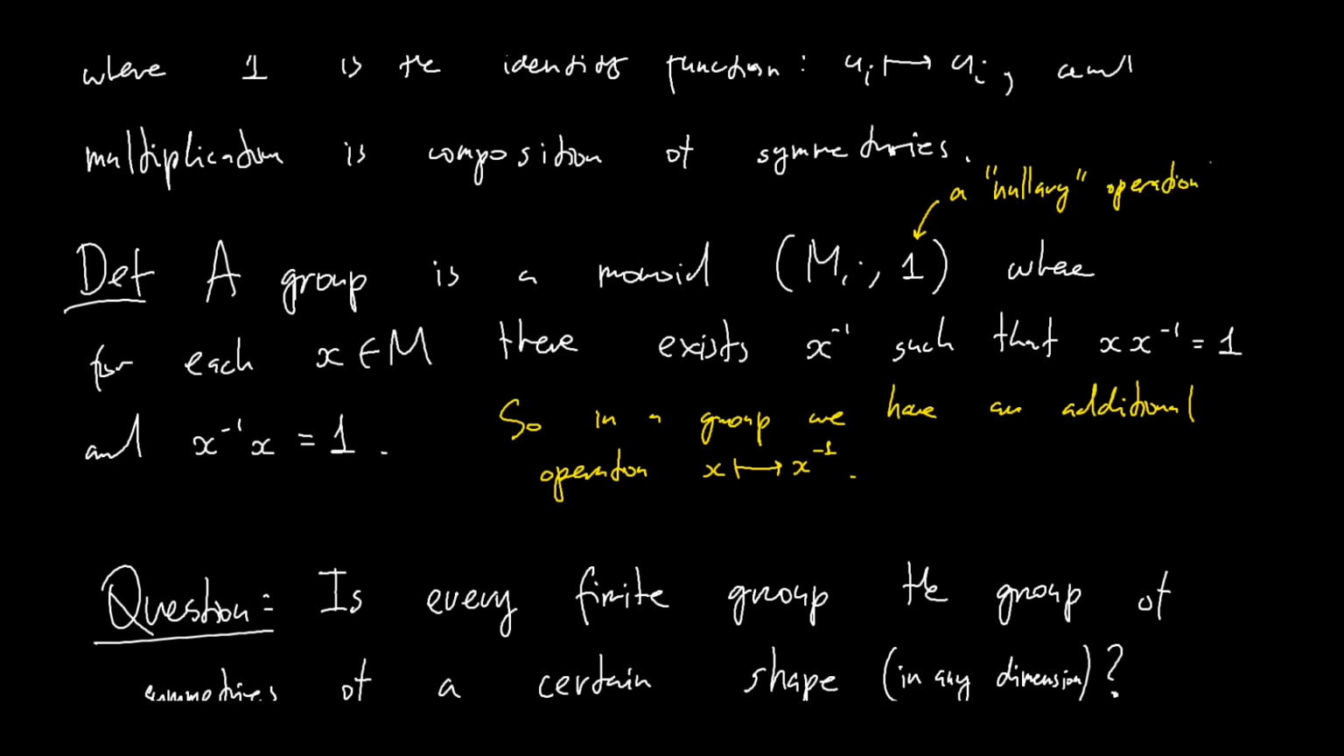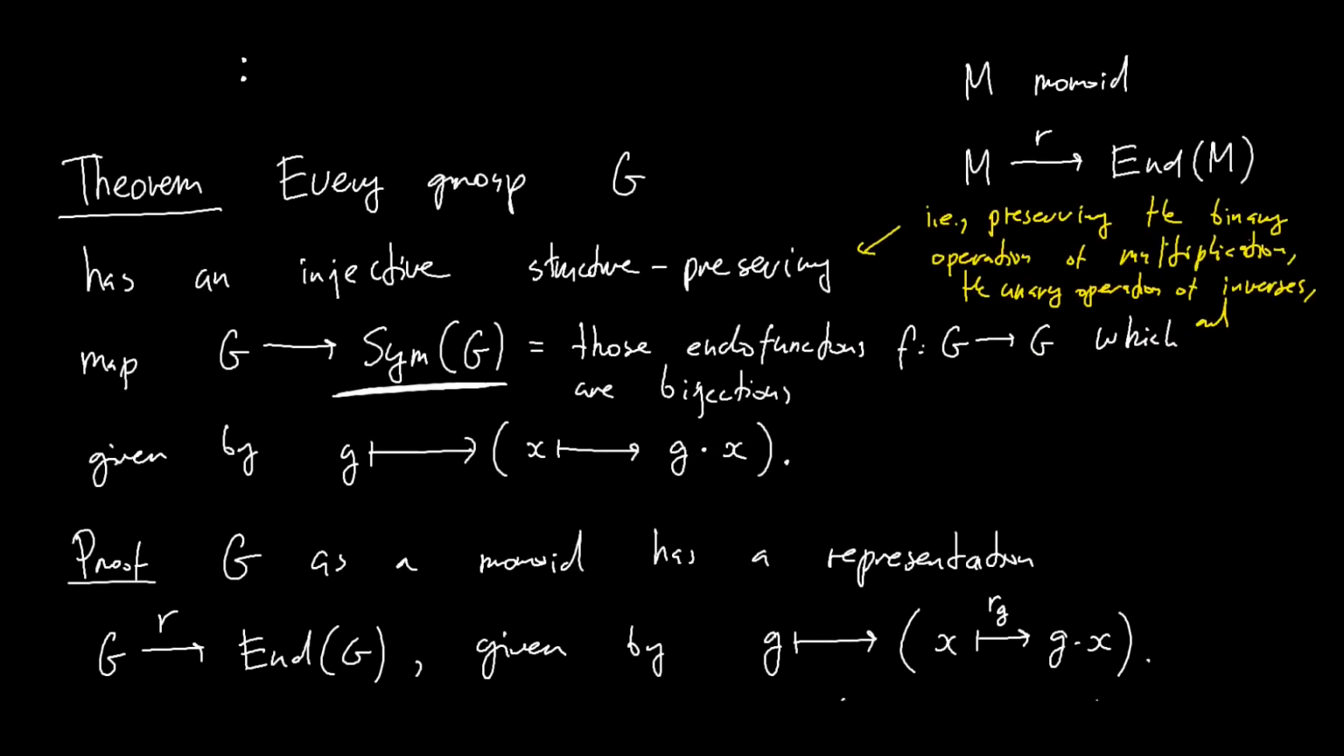So the arity of the operation is the number of inputs you need to get the output. With a unary operation, you just need one thing, x, to create x minus 1. With a binary operation, you need two, x and y, to create x times y. But to create 1, you need nothing. So that's how this is seen as a nullary operation. So it preserves the unary operation of inverses and the nullary operation of identity.